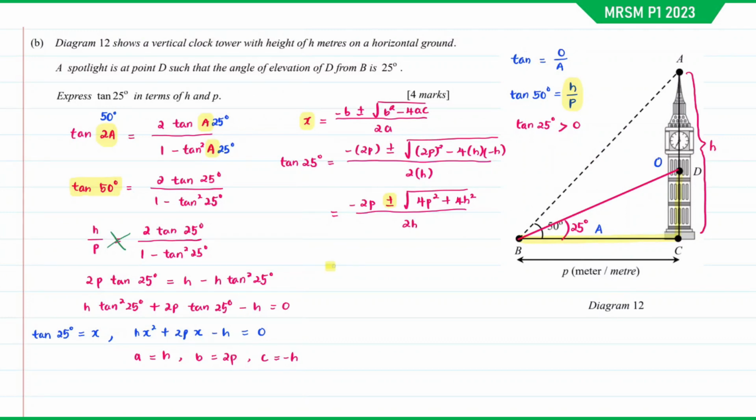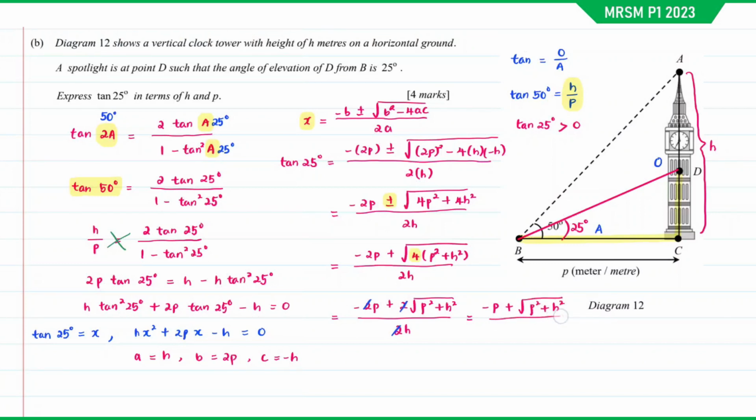Next, I can write this as negative 2p plus the square root, and I can factorize this, over 2h. Here the square root of 4 is equal to 2. So next we get negative 2p plus 2 times the square root of (p² + h²), over 2h. Here we can simplify the 2. So finally the answer will be negative p plus the square root of (p² + h²), over h.